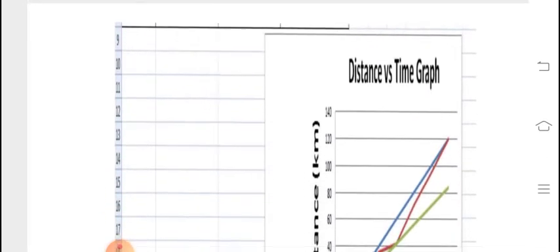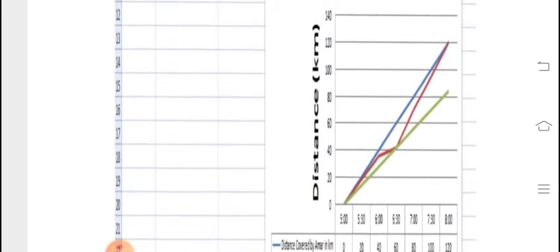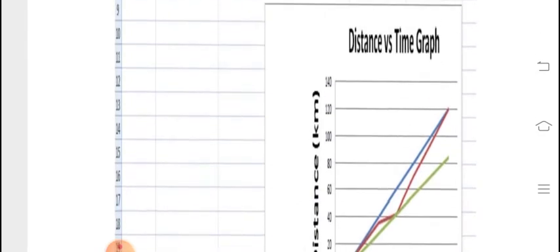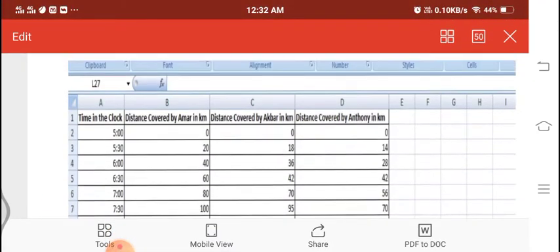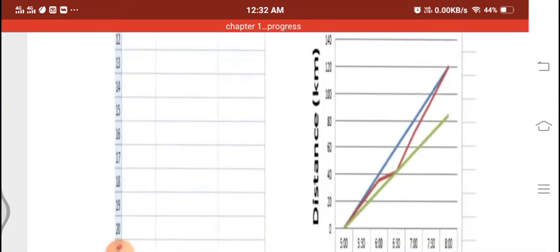As I have shown you, if you want a graph, you have to click on the graph. Then you will get this type of graph. This is the distance time graph. Automatically it will come. There is no need to draw. You just have to enter this data in your field and click on the graph.